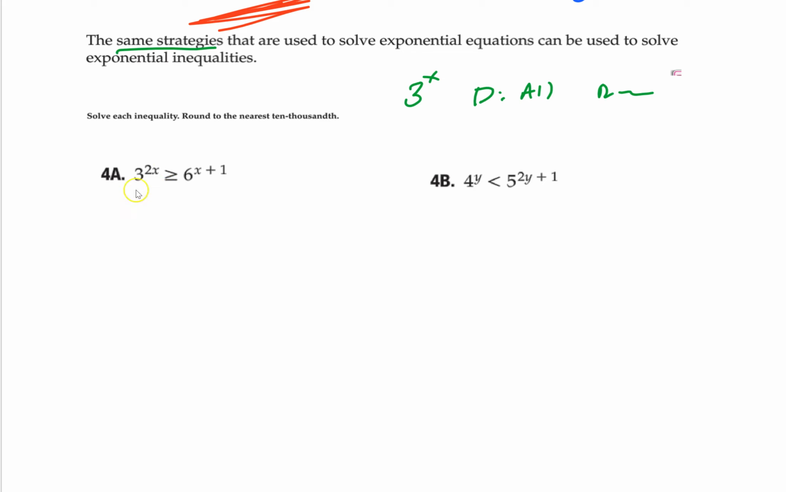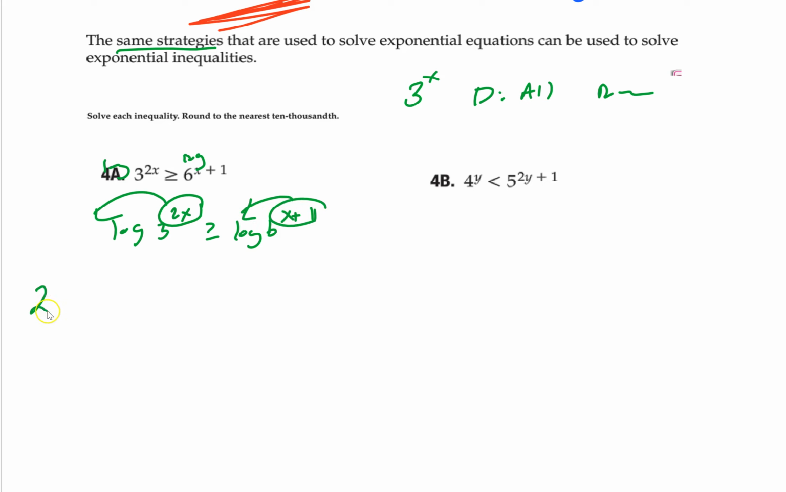So the bases don't match. Take the log of both sides. You're going to get log 2 to the x greater than or equal to log 6 to the x plus 1. Right, and we're going to solve this the same way we always do. We bring down the powers, my favorite rule. I'm going to get 2x log 3 is greater than or equal to (x plus 1), very important, log 6.